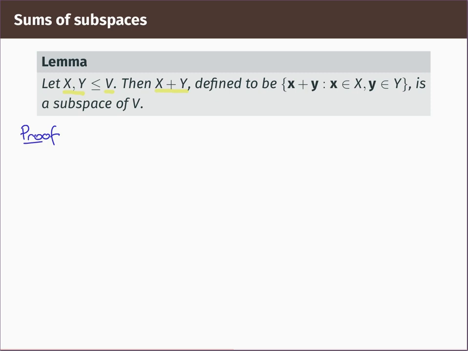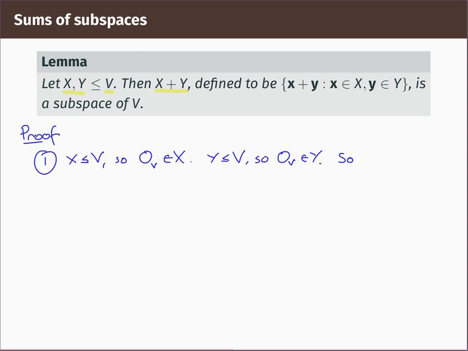You will remember that the definition of subspace comes in three parts. You've got to contain the zero vector, be closed under addition, and closed under scalar multiplication. So let's do the first one, which is containing the zero vector. X is a subspace of V, so the zero vector, 0 subscript V, is in X. And Y is a subspace of V, so for the same reason, the zero vector belongs to Y.